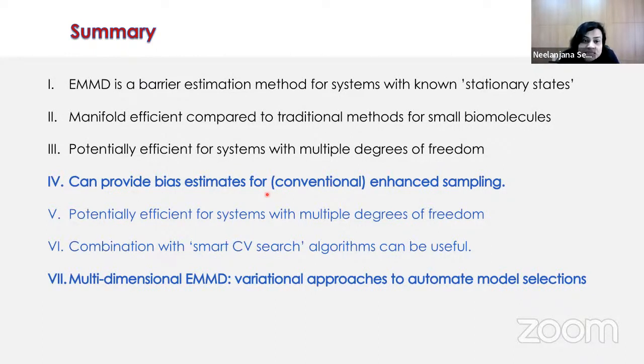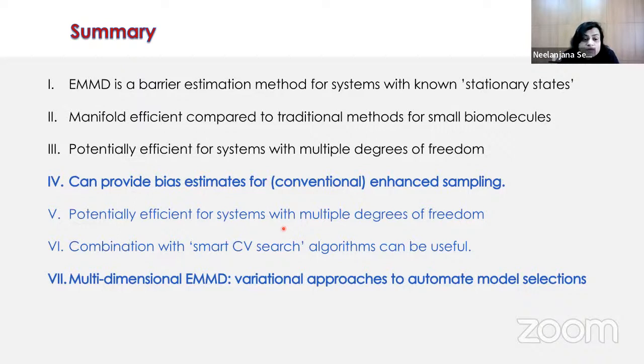It could be potentially efficient for systems with more degrees of freedom, as we saw with the kinase. But then we have to actually find out which collective variables are going to be exact. We have to find the degeneracy, and we have to find which collective variables could be discarded and which ones should be retained. We can provide bias estimates for conventional enhanced sampling.